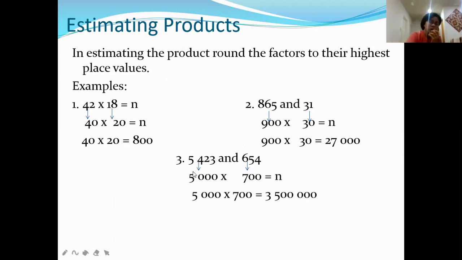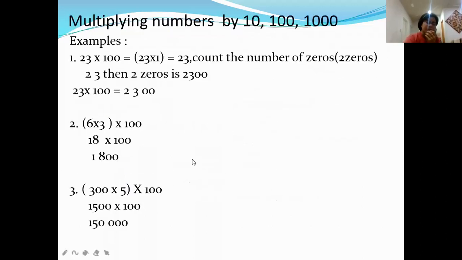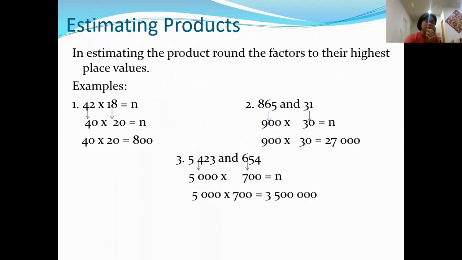Okay, next example, we have 5,423 and 6,554. So we are going to estimate the product by rounding the factors here. We have 5. The highest place value is 5. Then next to 5 is 4. So since 4 is less than 5, we are going to retain the number, then make the numbers to its right 0. So we have 5,000 times 654.